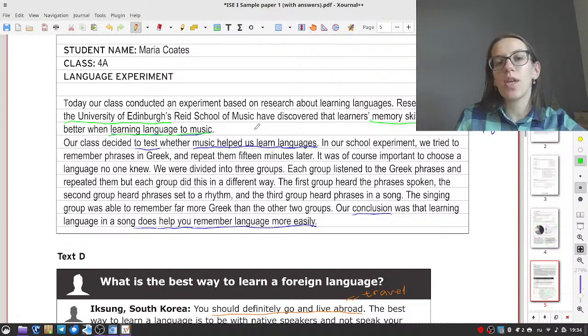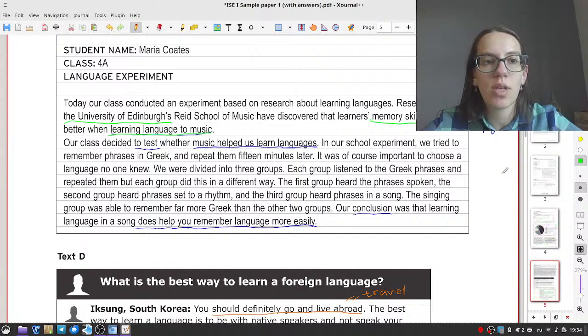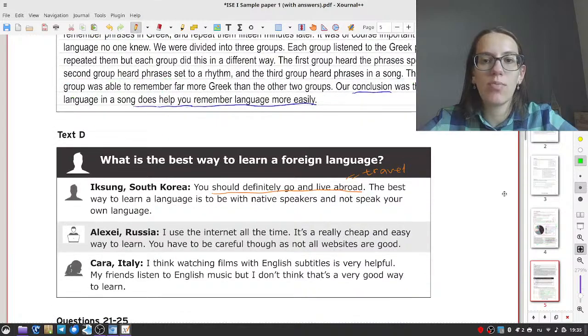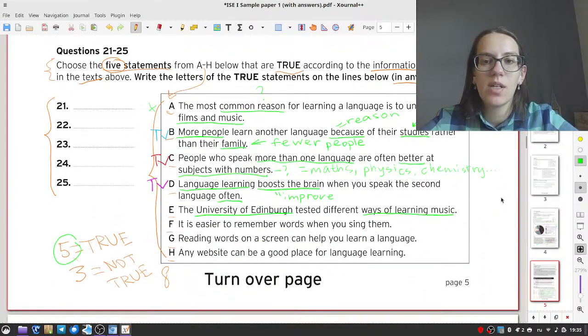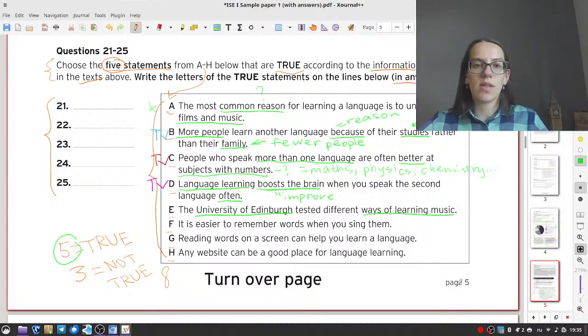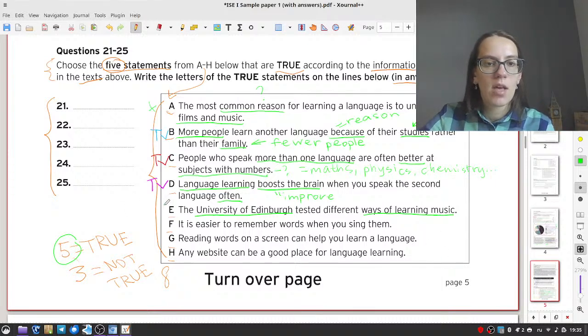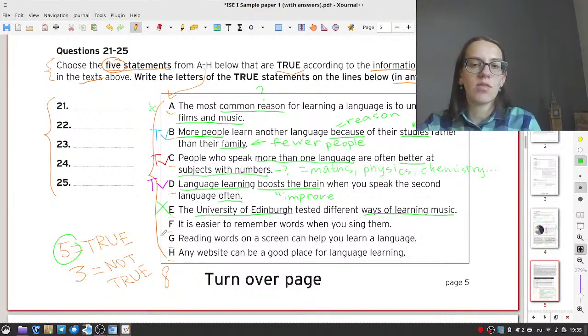Did they study different ways of learning music? No, they studied one of the ways to learn a language, to improve your memory skills, not a way to learn music. So it's about learning languages and using music as a help. It's not a different way of learning music itself. No one is learning music here. So this is a no. This statement is not true.